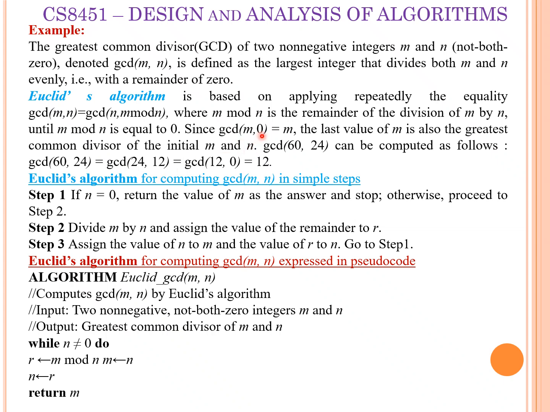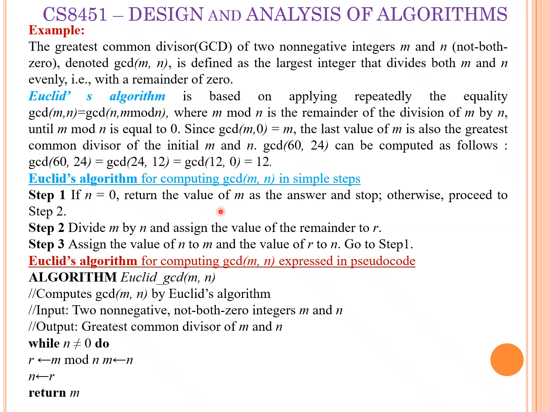So I am repeating again. GCD of 24 comma 12: here 12 is my n value and 24 is my m value. So it can be written as GCD of 12 comma 24 mod 12. 24 mod 12 is 0, since 2 twelves are 24, so there is no remainder. Now I have reached the condition GCD of m comma 0. If the n value becomes 0, the m value becomes my GCD value. So 12 is the greatest common divisor.